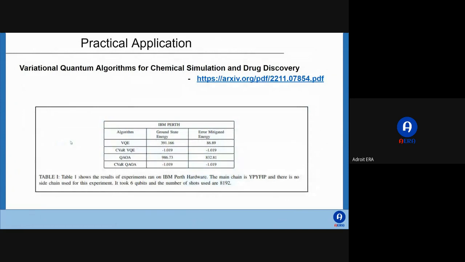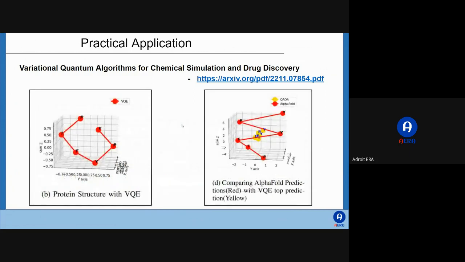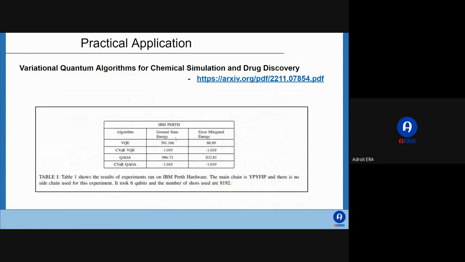So there is this practical application. There is this paper titled "Variational Quantum Algorithms for Chemical Simulation and Drug Discovery." This work was done at Fractal Analytics, India. I'm also one of the authors of this paper, and another volunteer called Srinjoy Ganguly is also an author. What we did here is we used the variational quantum eigensolver and QAOA, the quantum approximate optimization algorithm, to find the ground state energies of a particular set of protein.